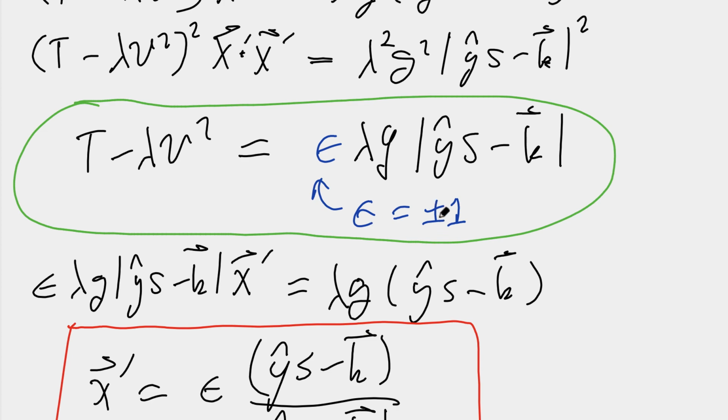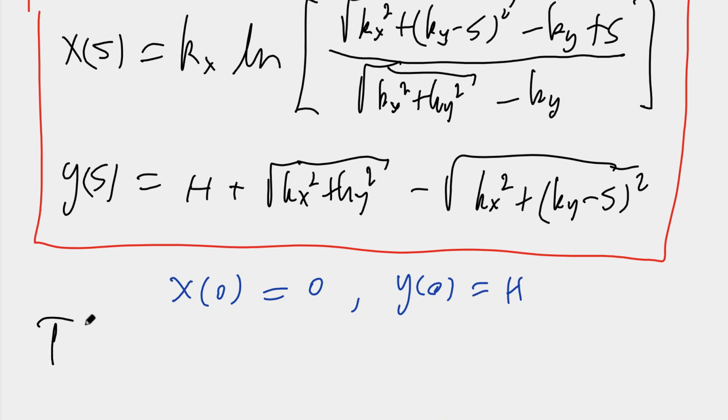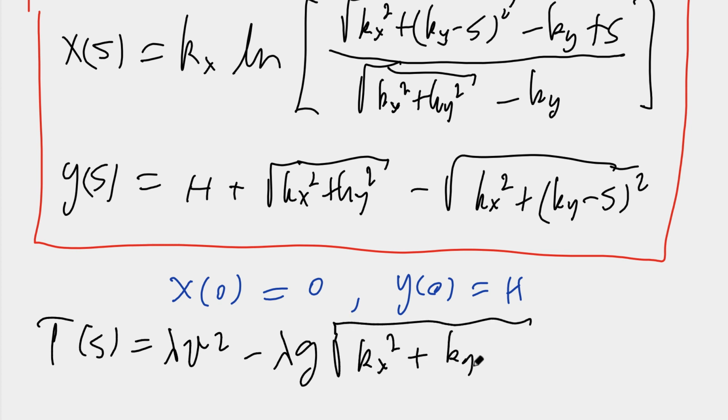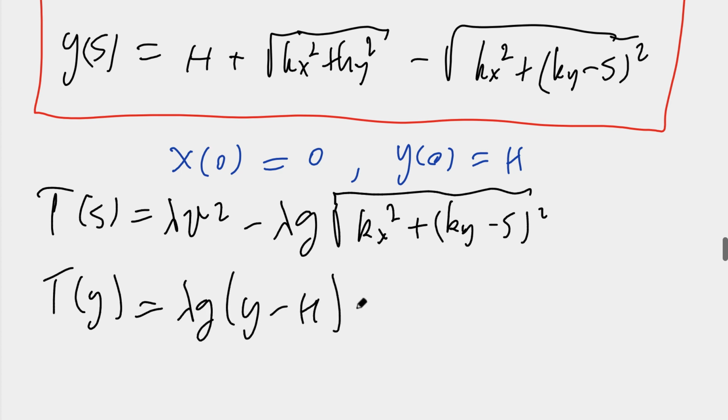And specializing to epsilon equal minus 1 and to 2 dimensions, we can write this explicitly as T of s equals lambda v squared minus lambda g times the square root of kx squared plus (ky minus s) squared. And now notice the s dependence in y and the s dependence in T are both through this square root factor, so we can replace this square root with y minus these constants. And that gives us a nice expression for T as a function of y, the height. It's lambda times g times (y minus h) plus lambda v squared minus lambda g times the square root of kx squared plus ky squared.